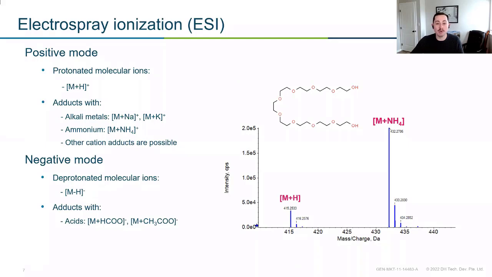So this would be just our simple Q1 scan. I knew the mass of this polyethylene glycol, and I just scanned from a range of 414 up to somewhere around 440. And what I see is kind of interesting. If I were to just go ahead and assume that my plus H was the most abundant adduct, I'd really miss out on this big ammonium peak, so that plus NH4, which has a lot more sensitivity or a lot more intensity than this plus H. So that's where doing these definitions of what I'm actually looking for become really important.